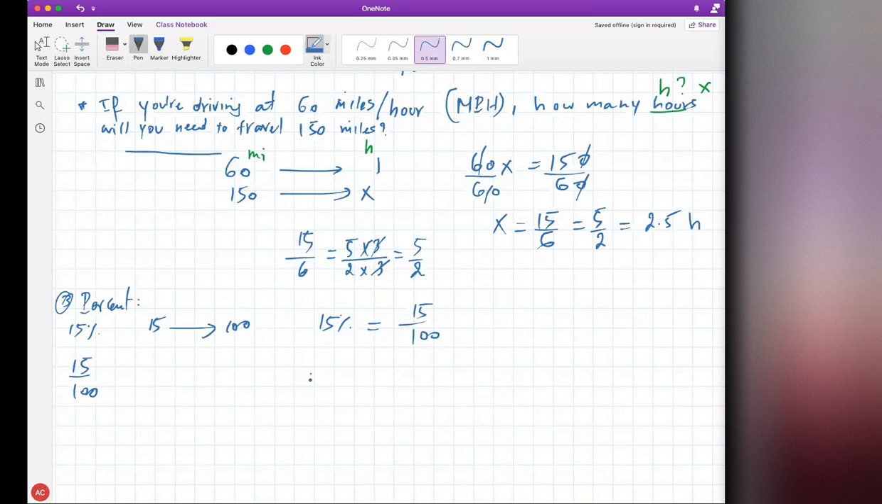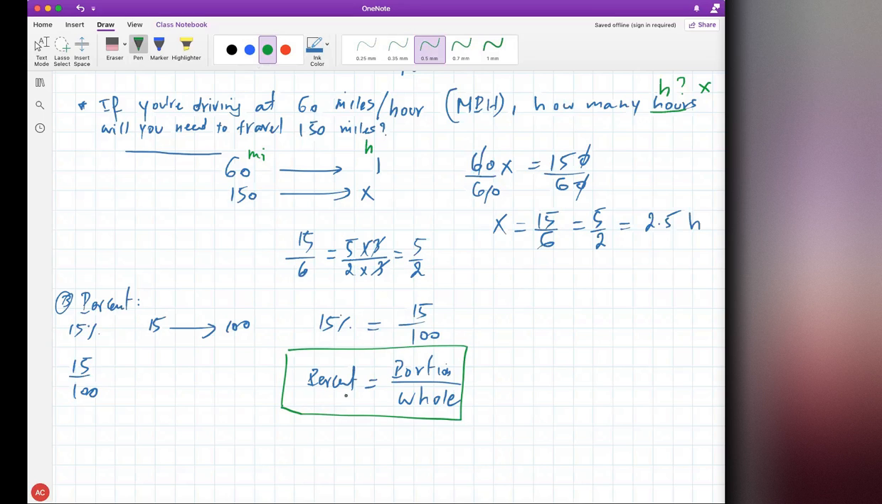In other words, a percent equals a portion out of a whole. So this is the whole, the 100%, and a portion of it. So that's what a percent is, something out of something. The portion is usually smaller than the whole. So this formula here, we can use it with equations, of course, to solve all percentage related problems.